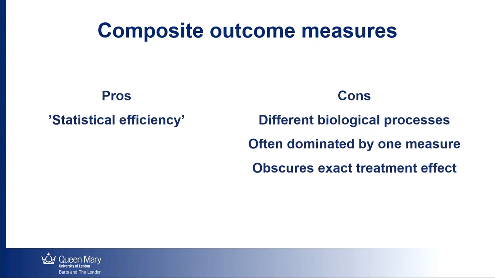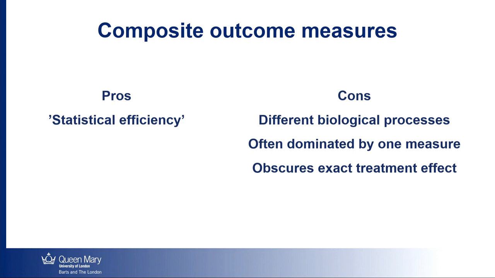Also, it can be hard once you've done your trial and you've found a significant reduction in pulmonary complications to know exactly how our treatment worked. Where was the benefit? Where did it actually sit? What good have we done? And if you want to go off and do a bigger trial, what outcome measure should we choose then? And we're not always sure.